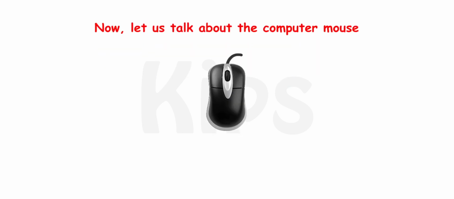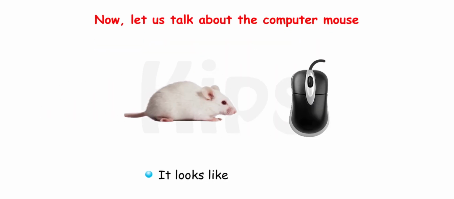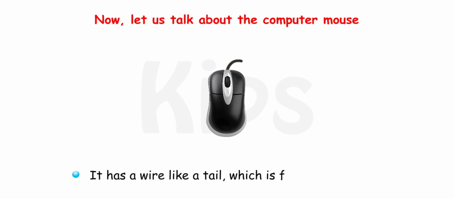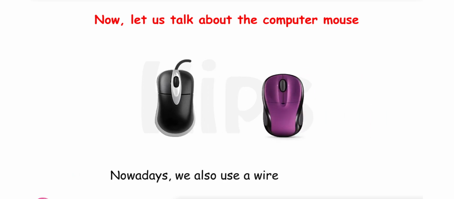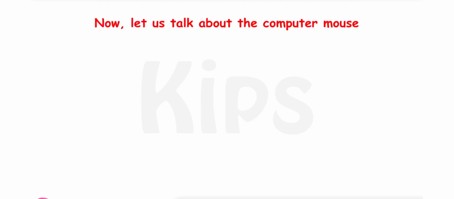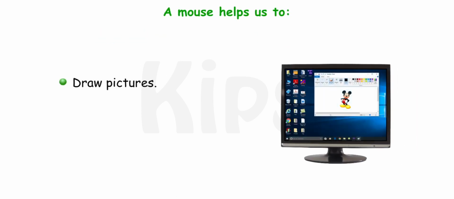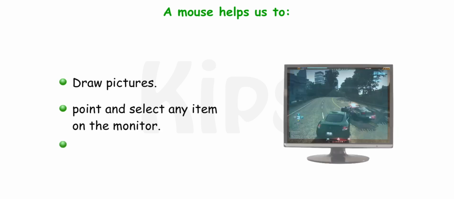Now let us talk about the computer mouse. It is small. It looks like a real mouse. It has 2 buttons on it. It has a wire like a tail, which is fixed to the CPU. Nowadays, we also use a wireless mouse. A mouse helps us to draw pictures, select any item on the monitor, play games.